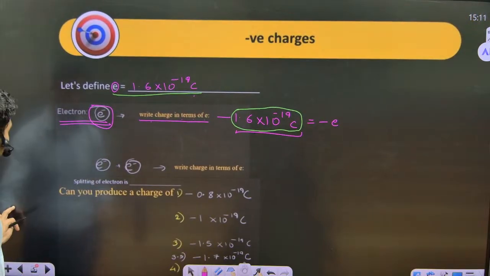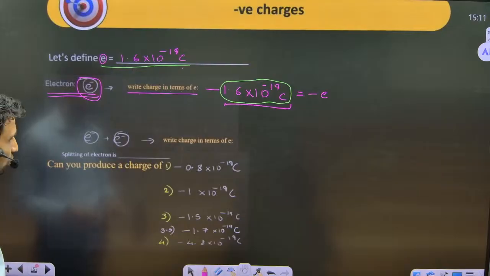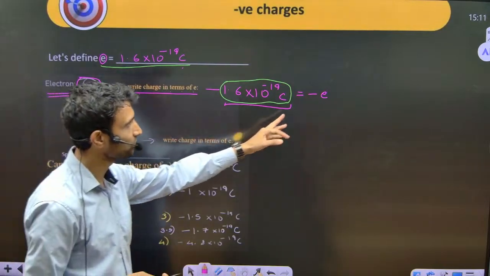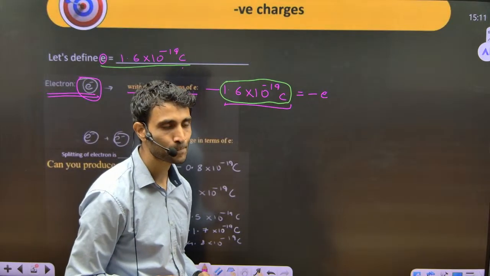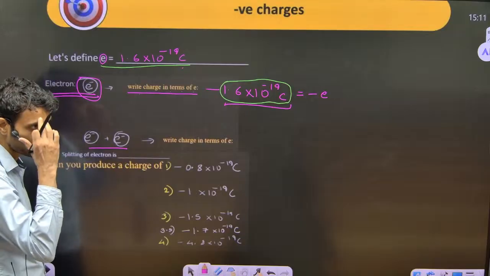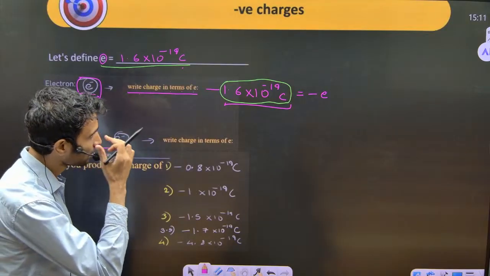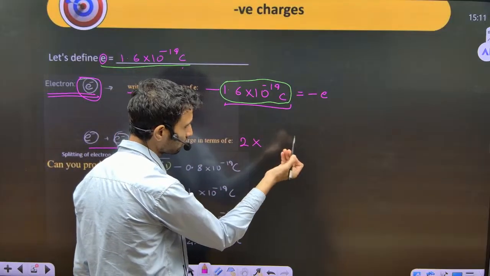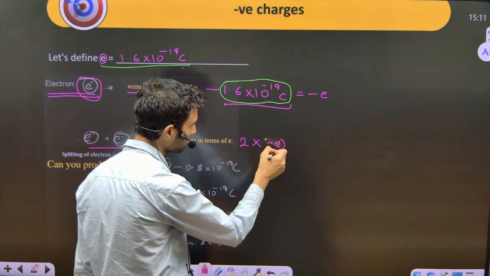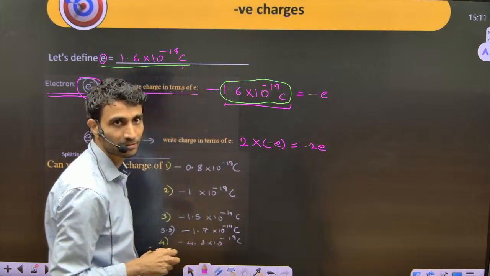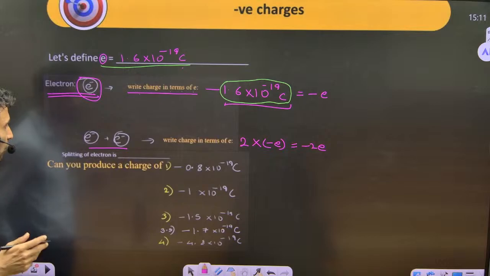Okay, so now let's continue. What will be the charge of two electrons? The charge of one electron I showed you is how much? Minus e. My question is, if you have two electrons, what will be the charge? It should be twice of this, right? It will be 2 into minus e, which makes it minus 2e. That's the charge if you have two electrons.